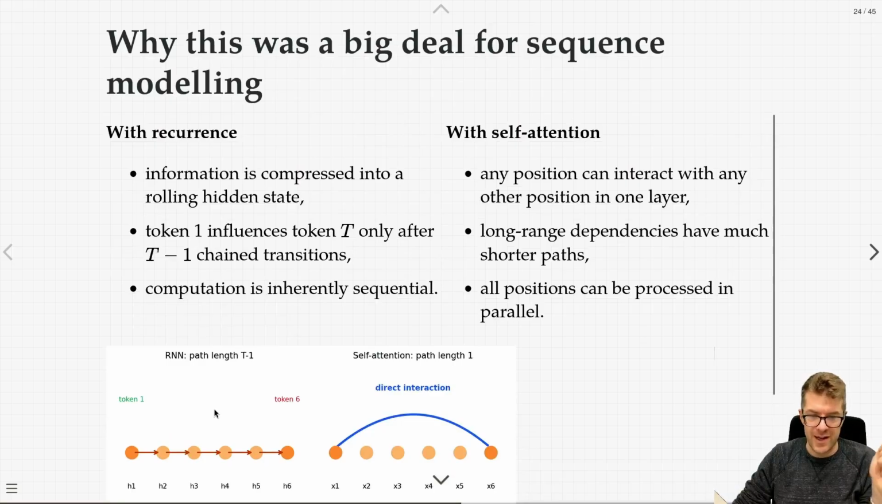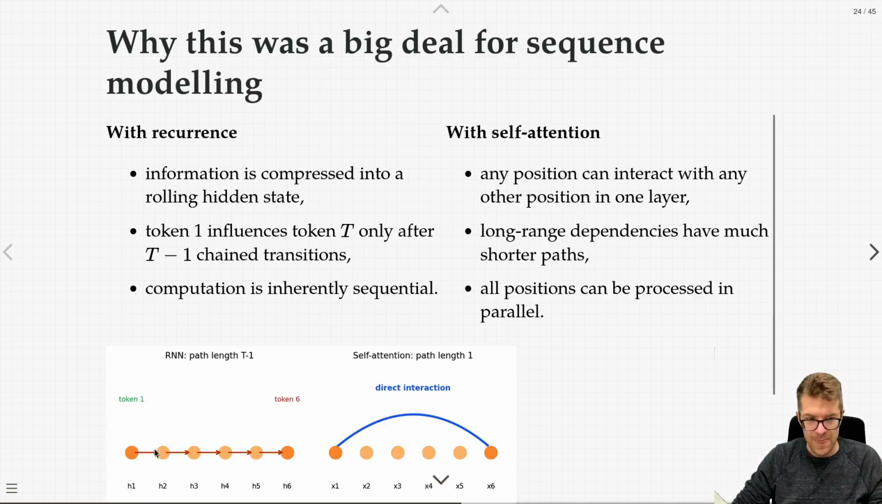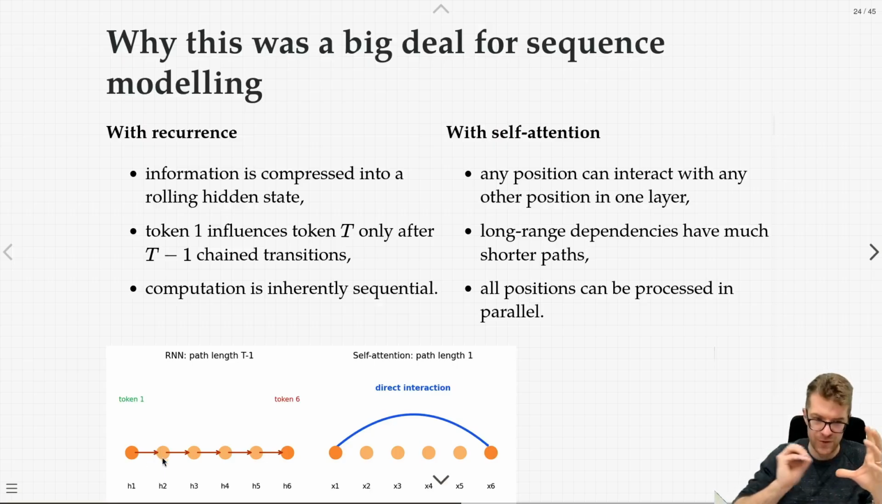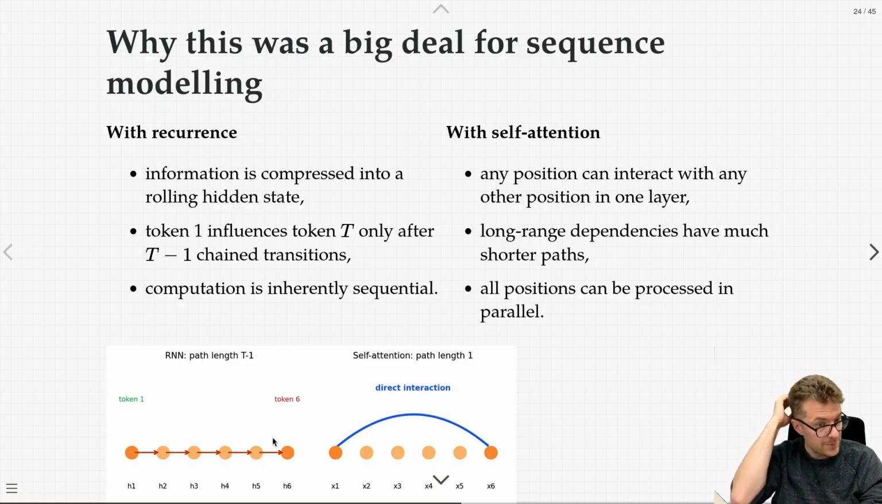With recurrence, again, I mentioned this before, but I'll mention it again. With recurrence, information has to continuously be compressed into a rolling hidden state. Like we talked about before, every time I read a new word, I have to push information and squish it into my internal representation. So token 1 will have an influence on token big T at the end of a big sequence, but I'll have to do that through T-1 chained transitions. And every time I do that, I risk overwriting something.